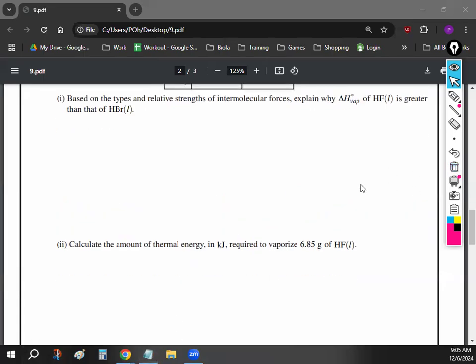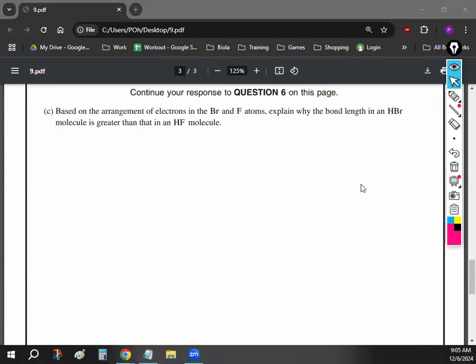Alrighty, let's move on. Okay, so part C, I'll give you guys about a minute or two to do this as well. Based on the arrangement of electrons in Br and F, you want to write down why the bond length in HBr is greater than that of HF. If you remember the structures we looked at earlier, this is HBr and this is HF. And the question is asking, why is HBr longer, this bond? Why is this bond longer?